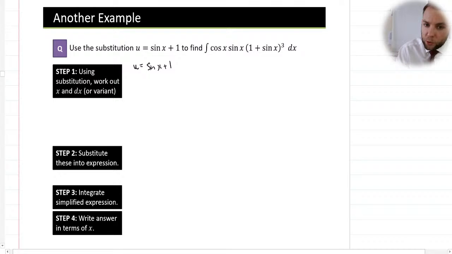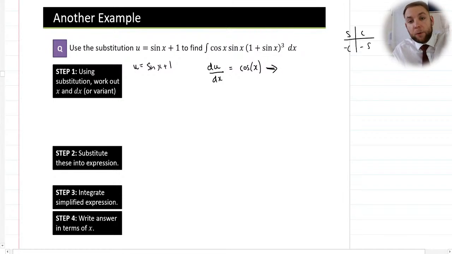Brilliant. I also need to differentiate this to get rid of that, to find that dx. So if I differentiate this, it's going to be du by dx, differentiate this with respect to x, is equal to, well, what does sine differentiate to? Sine, cos, minus sine, minus cos. Sine differentiates to cos. 1 differentiates to nothing. So this is going to be cos of x. But remember, we want what dx is, so we're going to bring the cos x down, and we're going to move that dx up. So we're going to end up with du over cos of x is equal to dx, like so. Brilliant.